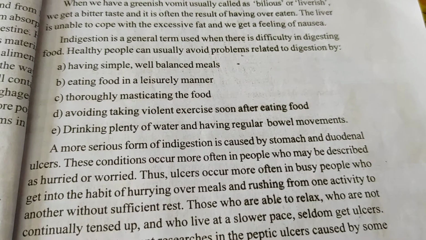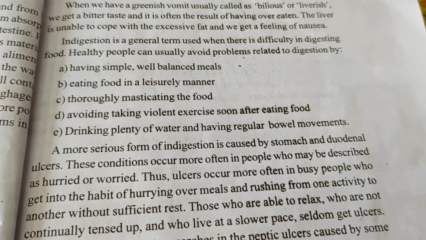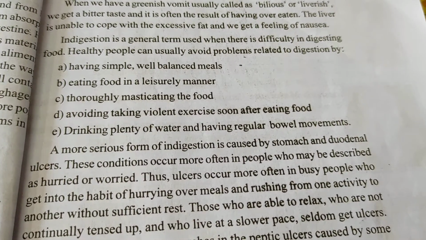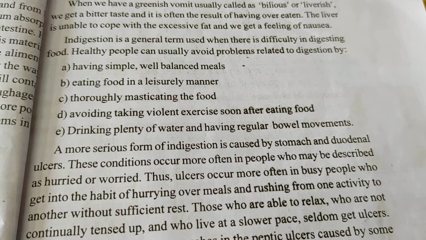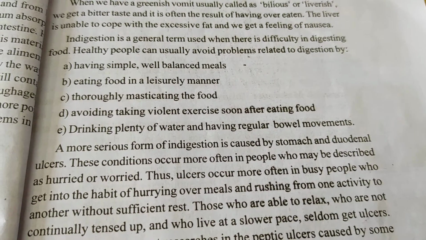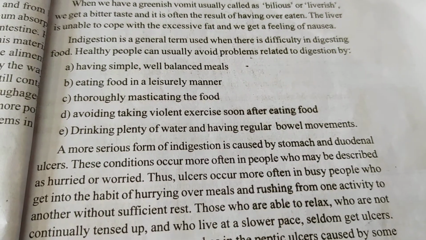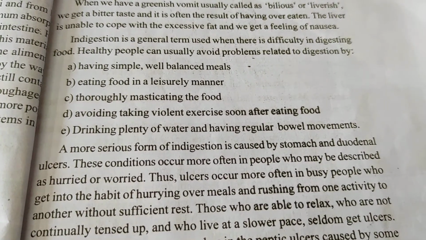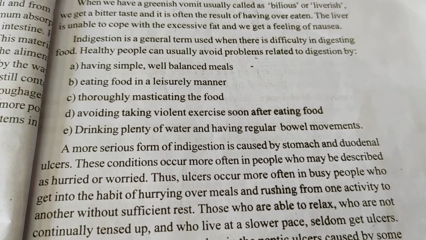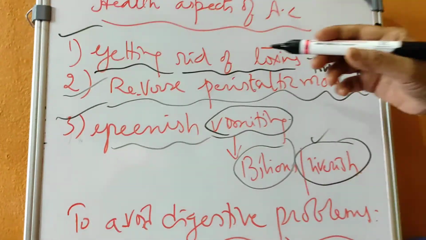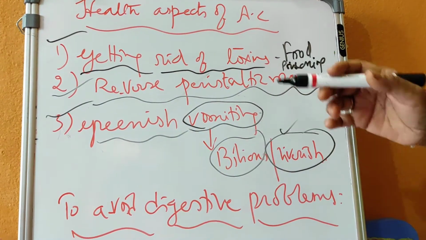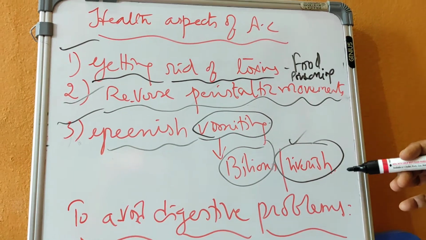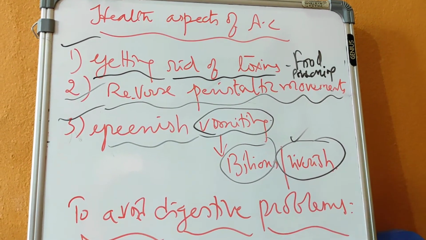The next one is avoiding violent exercise soon after eating food. Immediately after eating food, you should not do any exercises, or even before eating you should not do any exercises. This should be strictly followed, because when we do violent exercise immediately, the food will be expelled out. It undergoes reverse peristaltic movements. Instead of going inside, it comes out in the form of vomiting, or you get some giddiness, a reeling sensation. This is all because of exercising immediately after eating.